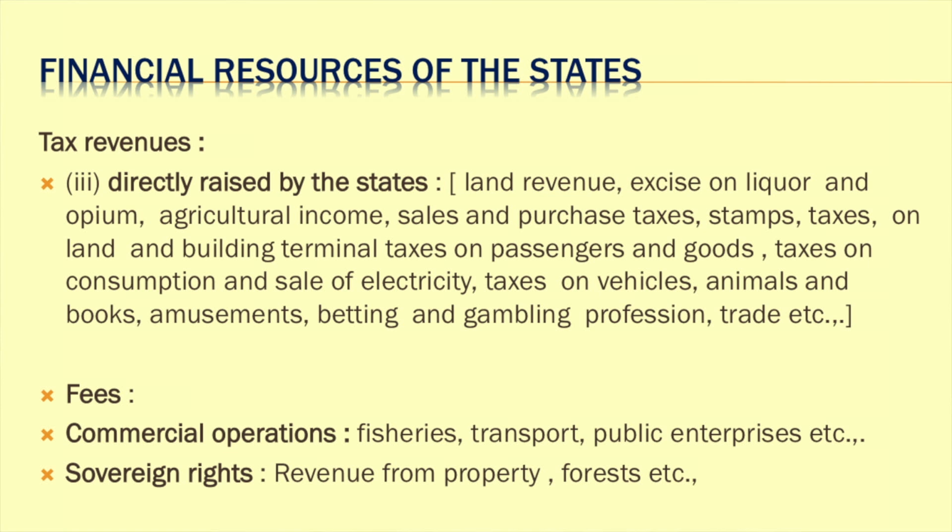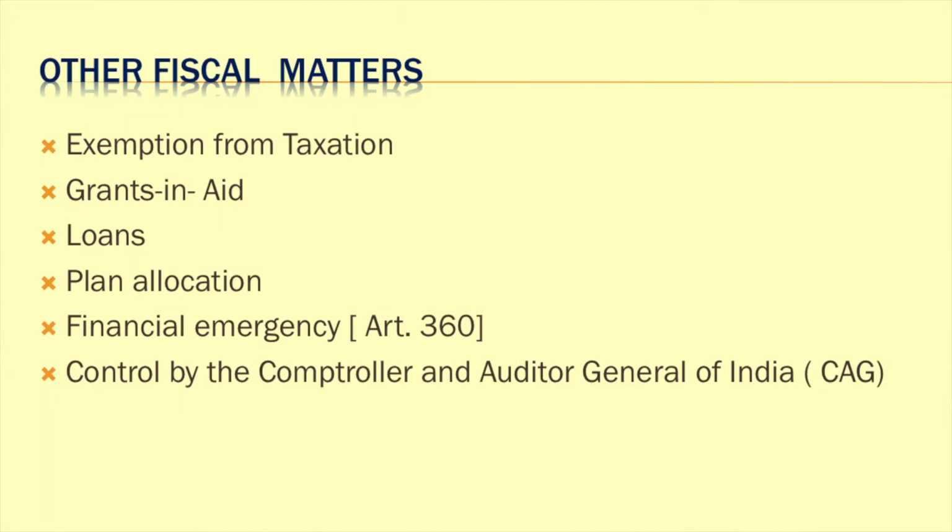Then fees collected by the state government for various purposes. Then commercial operations like fisheries, transport, public enterprises, etc. Then sovereign rights like revenue from property, forest and so on. Other fiscal matters which basically come under the purview of the government are exemptions from taxation and grants in aid. Grants in aid is a kind of innovation in the Indian Constitution.